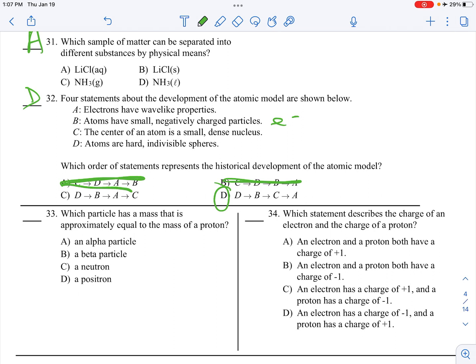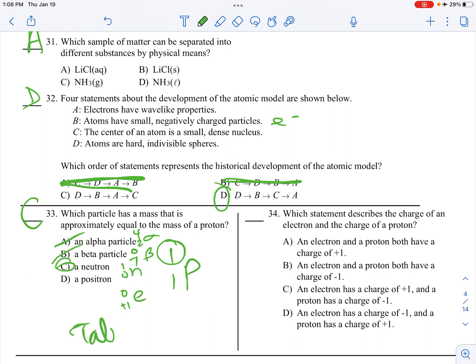Which particle has a mass that is approximately equal to the mass of a proton? So I'm going to reference table O. And the mass of a proton, it says 1 over 1 p. So the mass is 1. So looking on table O, I want to find somebody else with that same mass. Alpha particle has a mass of 4. Beta particle has a mass of 0. Neutron has a mass of 1. That's probably our answer. Positron is 0 over 1. So use table O on that one.